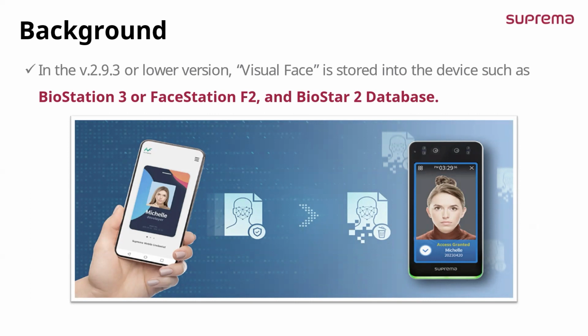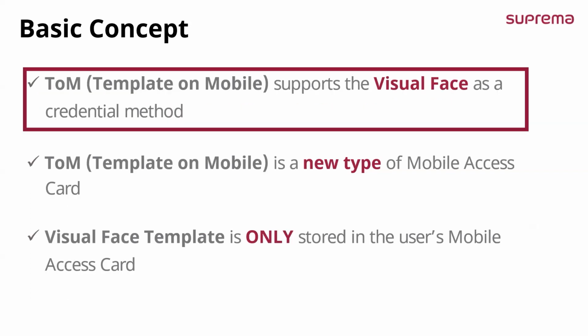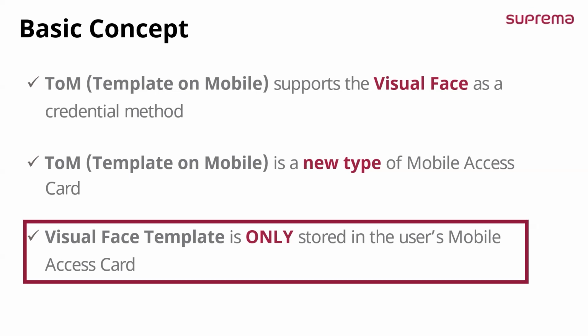From now on, I'll refer to template on mobile as TOM. Basic concept. First, TOM supports the visual face as a credential method. Second, TOM is a new type of mobile access card apart from the existing CSN type mobile access card. Lastly, the template of a visual face is stored in the user's mobile access card.